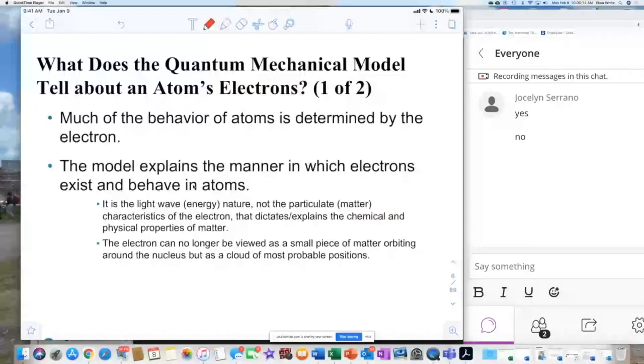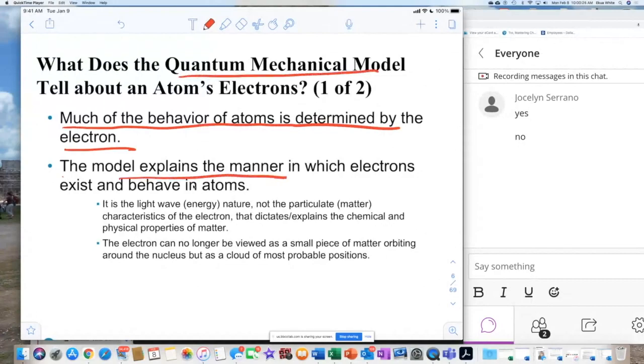We're told here much of the behavior of the atom is determined by the electrons. I've already specified that. The model that we're trying to learn about, which is ultimately the quantum mechanical model, explains the manner in which electrons exist and behave in atoms. So we know electrons are inside the atom. We know electrons are not in the nucleus. And we're told here, electrons have a light wave energy nature, but not the particulate nature. Okay, so once again, depending on what the experiments are set to be or the conditions are, you may see either light wave behavior or just wave-like behavior or particulate behavior.